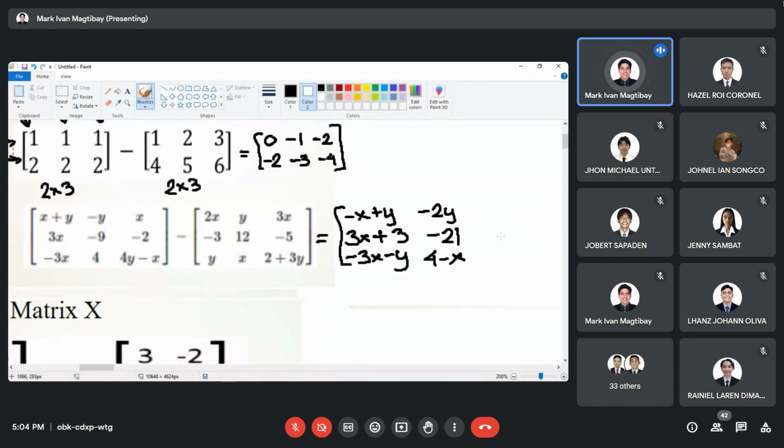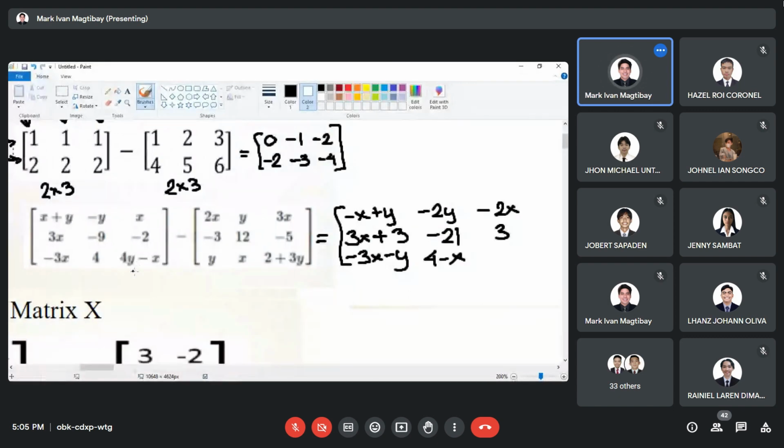Okay? Let's go to the third column. x minus 3x is negative 2x po. Next po, negative 2 minus negative 5 is positive 3 po, because the 5 becomes positive since it's a negative sign with minus po.